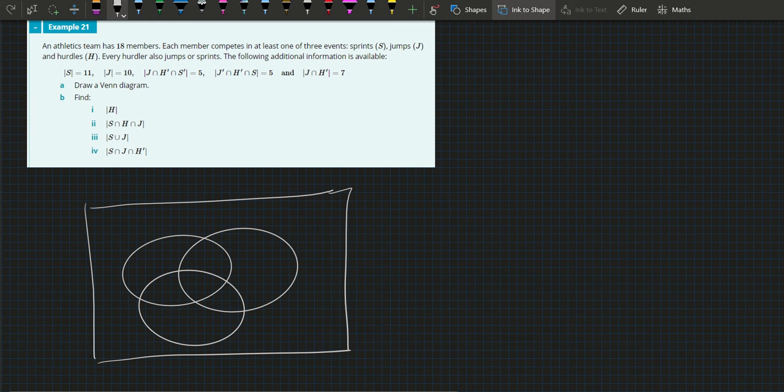And that's better. Let's get rid of that. So this is S, sprints, jumps, and hurdles.